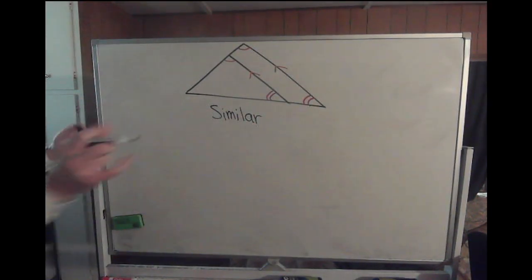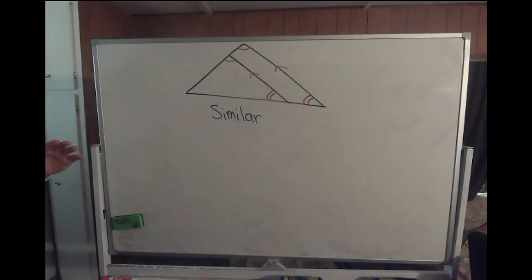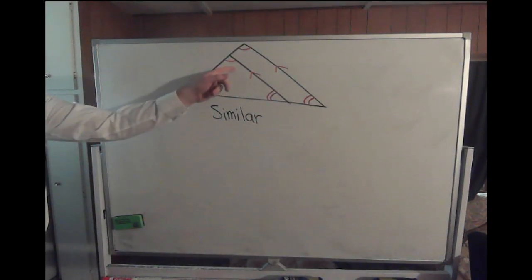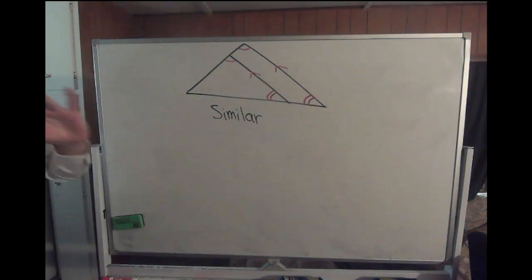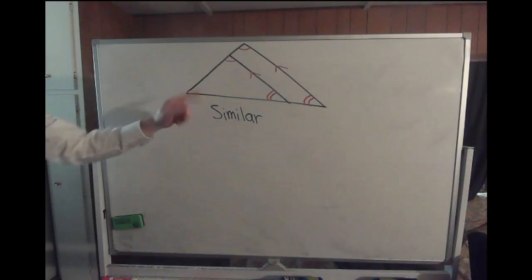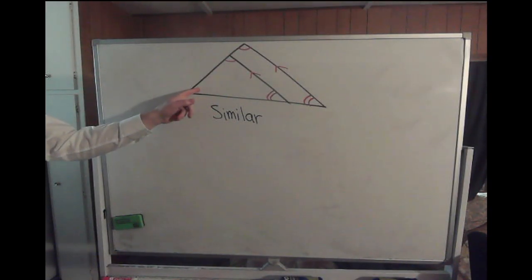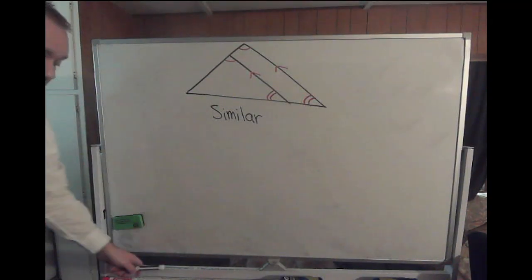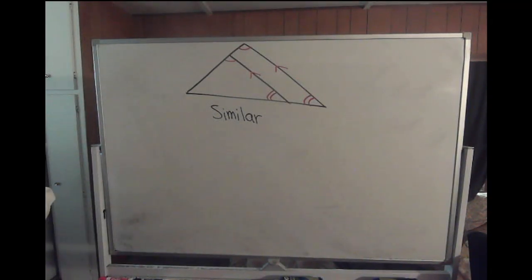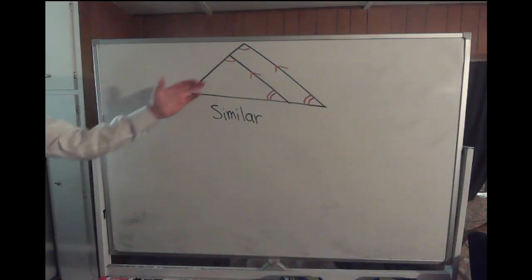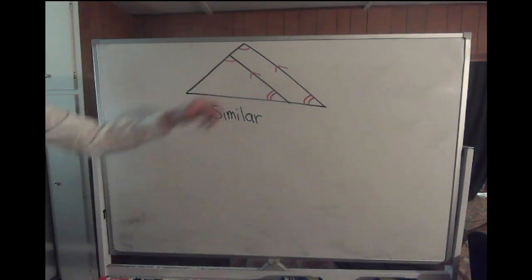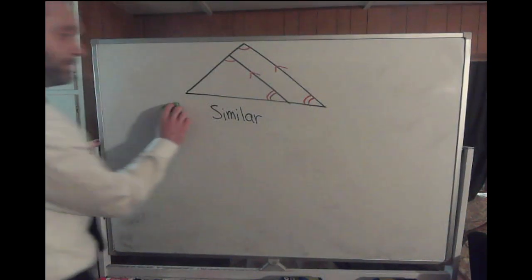Or if you wanted to, what you could have done is just found one of these angles, either one, to be congruent to the other, and then used this angle here as a second angle to be congruent in both triangles. Either way, you really have three ways to use the AA postulate to show that these two triangles are in fact similar.